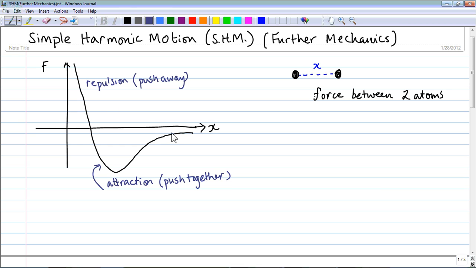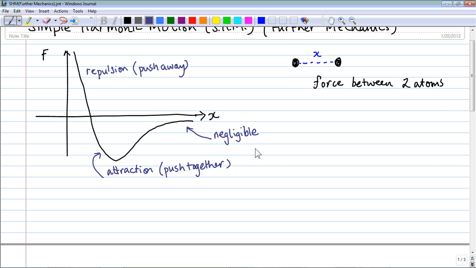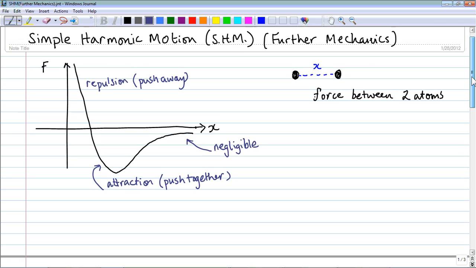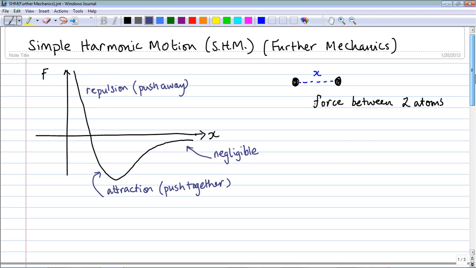Now, of course, if the distance is very large, then the force quickly becomes negligible. Basically, the atoms don't even notice each other if the distance x is too large. So that's something you've almost certainly seen in a physics textbook if you study physics. But if you don't, it doesn't matter, because what I'm going to explain doesn't depend on that.